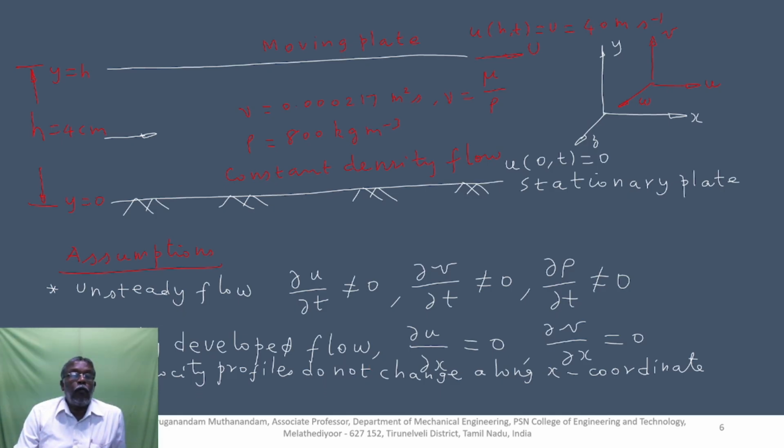What do you mean by that? Fully developed flow. The viscous effects are completely present over the entire flow domain. The effect of viscosity is felt everywhere within the flow. What do you mean by that? The velocity profiles do not change along the x-coordinate direction. That is, partial u upon partial x is equal to 0, partial v upon partial x is equal to 0.